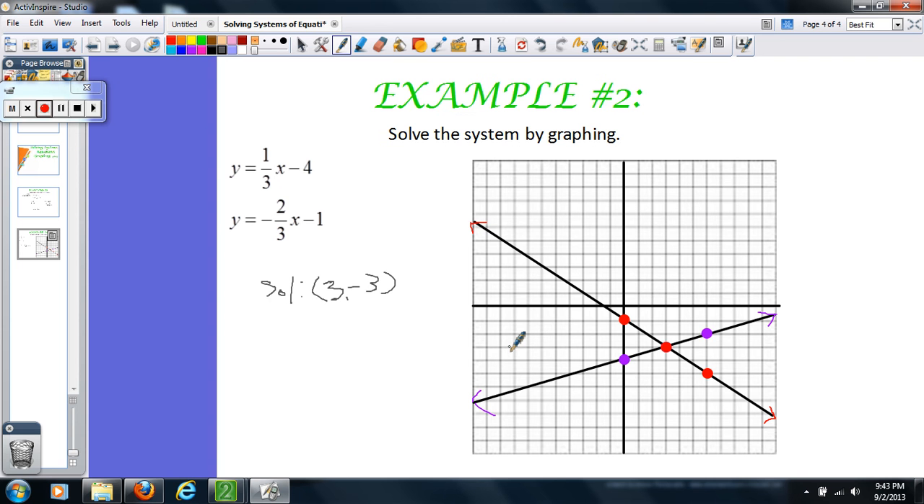I hope you guys have a great weekend. When you come into class, be prepared to do some work on graphing to find your solution for systems, and also just checking points to see if they fit in the system as well.